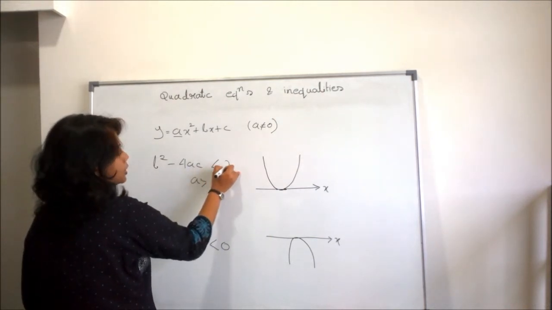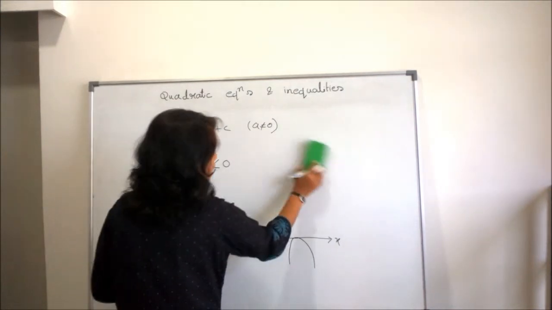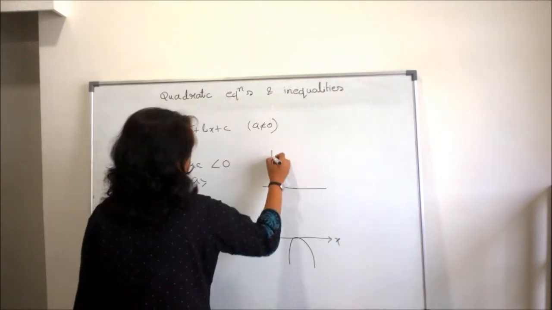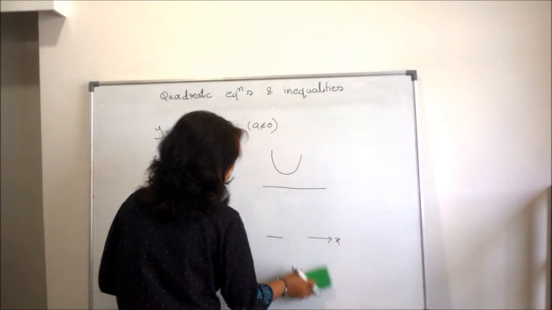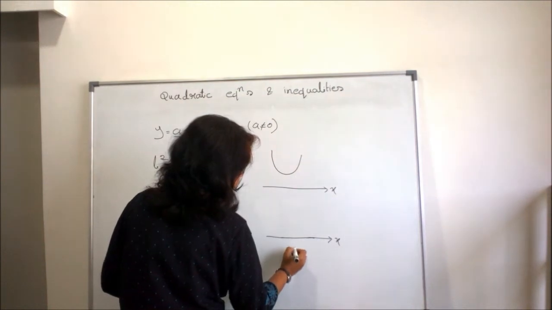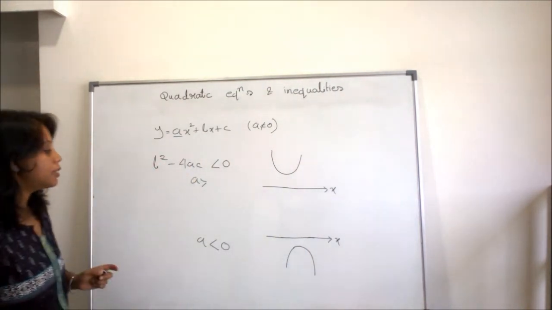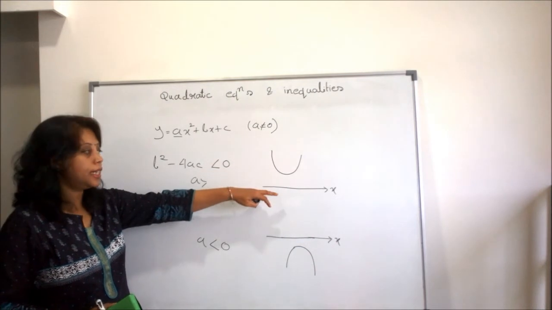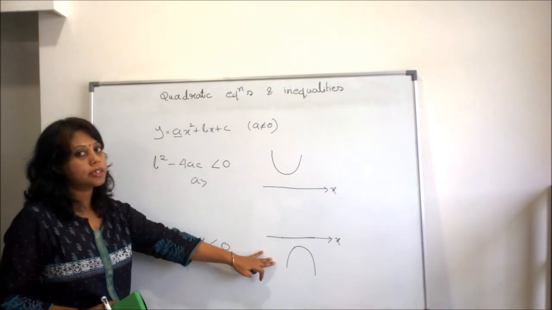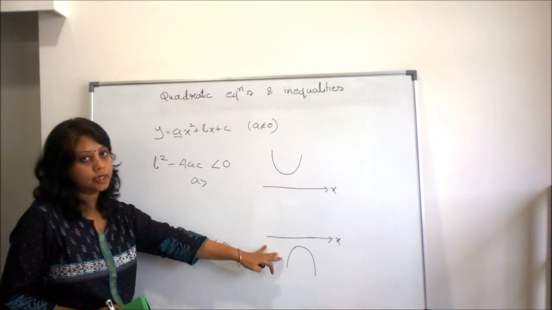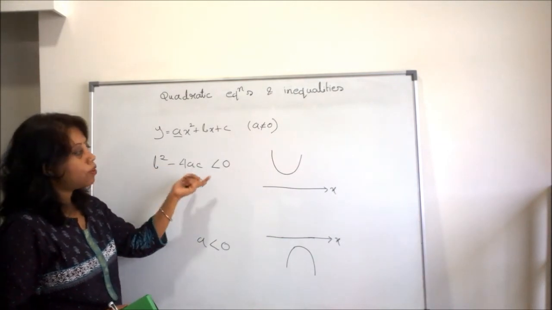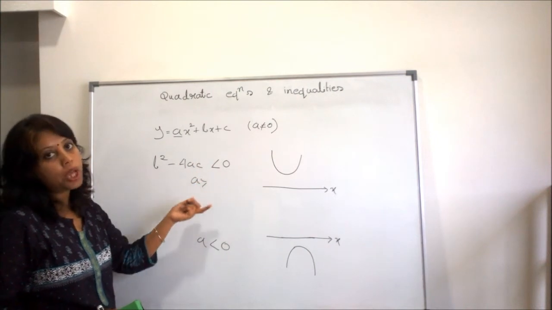And if b squared minus 4ac is less than 0, in that case our graph will be in this form, and here this is the x-axis, and here it will be in this form. So in that case the curve doesn't intersect or touch the x-axis. In that case also it doesn't touch or intersect the x-axis. So depending on the value of b squared minus 4ac, we can locate our graph relative to the x-axis.